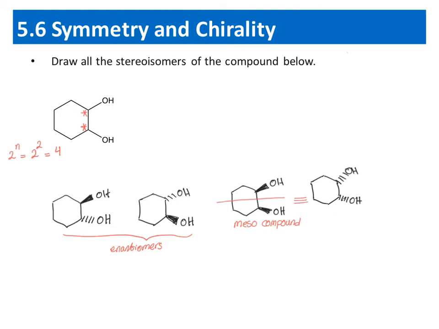So be very careful. When you have a meso compound, you would have one stereoisomer less than what you predicted. Therefore, this molecule has 3 stereoisomers overall.